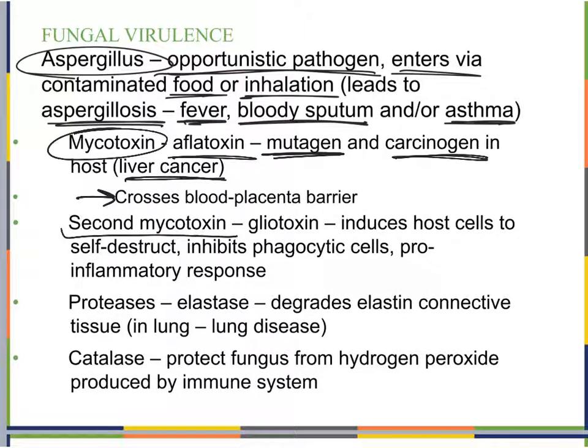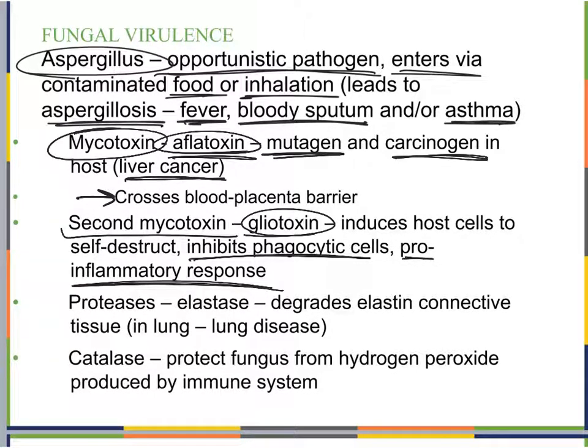There is a second mycotoxin, gliotoxin, and what this does is it induces the host cells to self-destruct. So not only does it have aflatoxin, which can mutate the DNA and cause cancer, but gliotoxin can make the host cells themselves self-destruct. It also inhibits phagocytic cells, so the phagocytic cells aren't going to be doing their job anymore, so they're not going to be clearing the Aspergillus. And it's going to be part of the pro-inflammatory response. So it's going to cause inflammation.